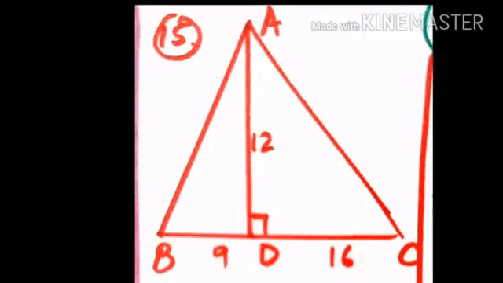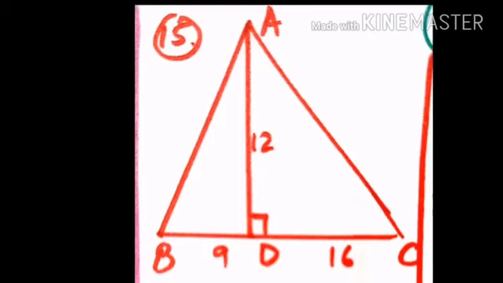Now move on to question number 15. In question number 15, AD is an altitude of triangle ABC, and AD is 12 centimeter, BD is 9 centimeter, DC is 16 centimeter. Prove that angle BAC is a right angle.